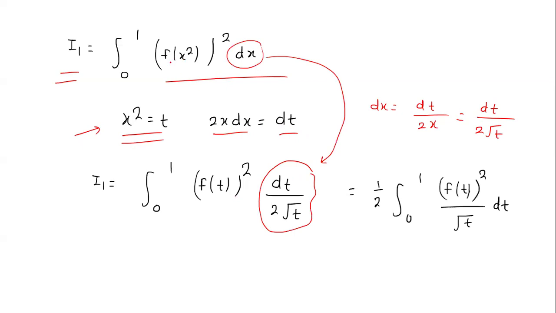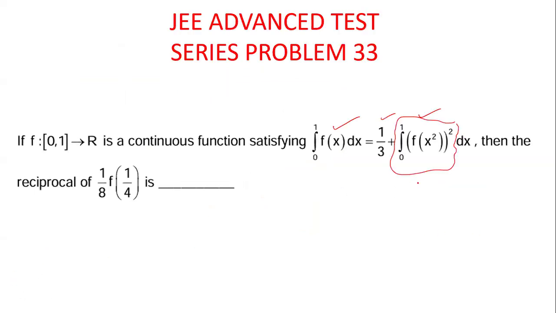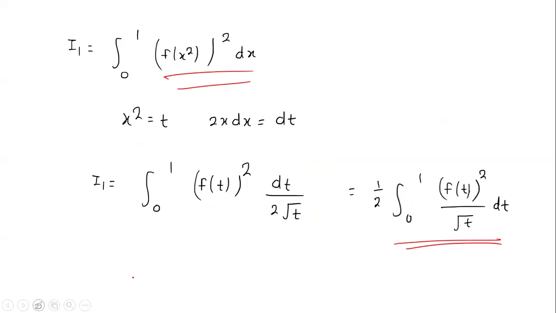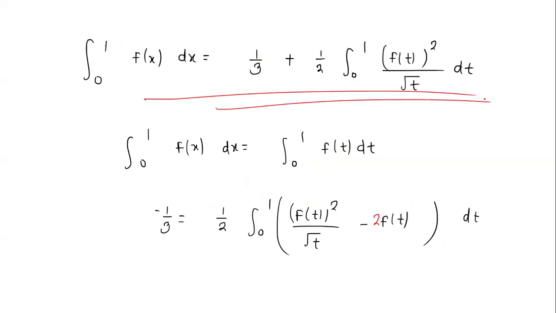by 2 root t, and f of x square whole square as f of t whole square, and the limit is same, 0 to 1. Because for x is equal to 0, t will become 0, and for x is equal to 1, t will become 1. So limit is same. So now you converted this integral into this integral. Now you can replace this thing by this thing in our equation. So we have this modified equation.